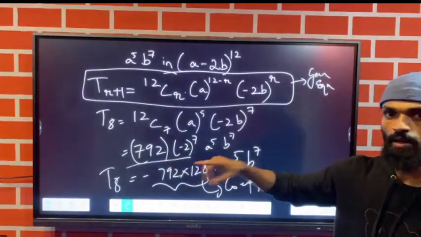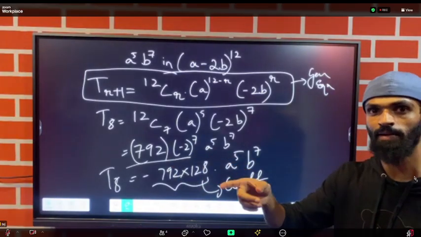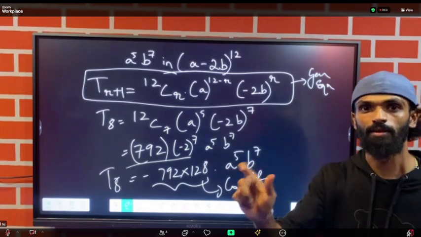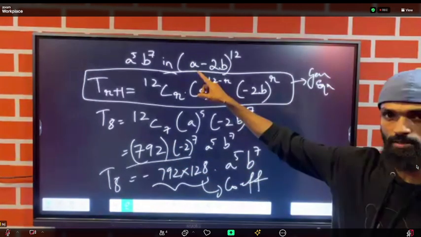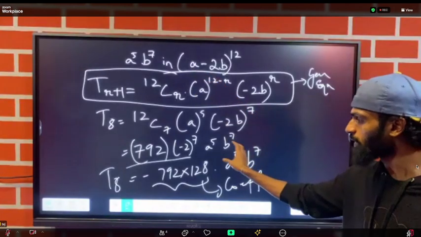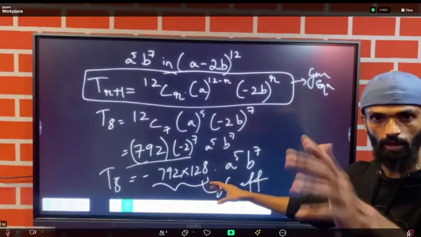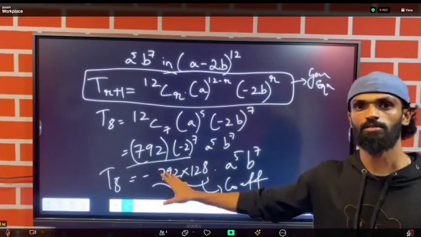So 8th term, get used to the language because in tomorrow's class I'll be telling which term, 7th term, 3rd term. So the 8th term was where a to the power 5, b to the power 7, but along with that there was some other number. That number was whatever, 10 whatever, with the minus. That's your answer.